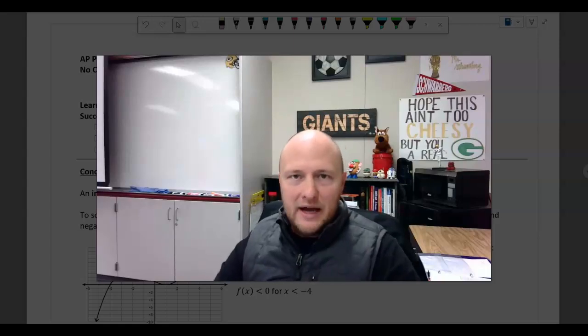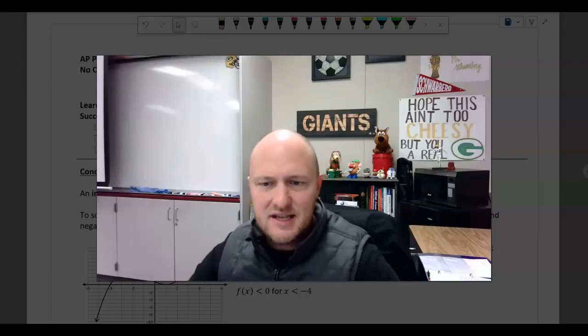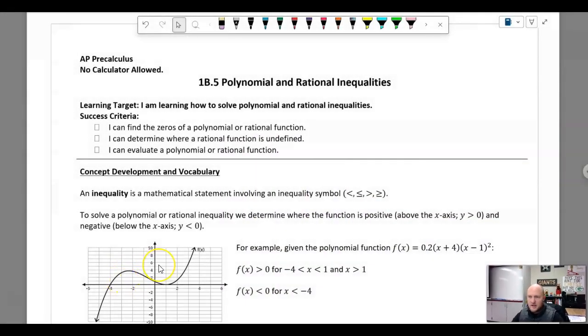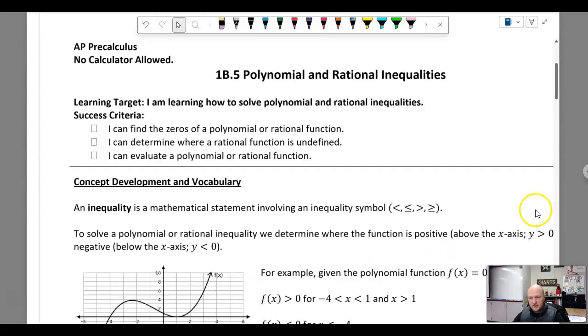We are going to talk about polynomial and rational inequalities. This is lesson 5 in unit 1B, and we are going to learn how to solve polynomial and rational inequalities. In order to be successful, you need to be able to find zeros of polynomial or rational functions, determine where a rational function is undefined, and be able to evaluate a rational or polynomial function.